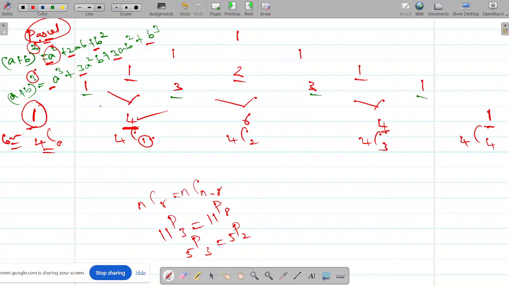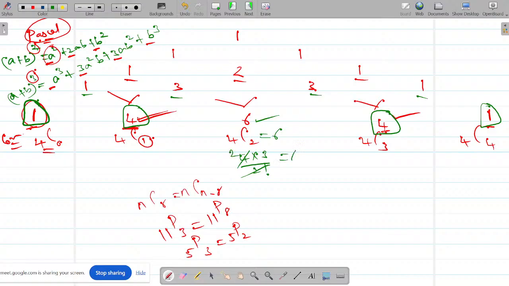Remember? So this is 4, and obviously the last but the second one will be 4. The ends will be equal. So we have here 1, here also 1, right? Here 4, here also 4, right? And the center one you have to calculate. So 4C2 will be 6, you can check. What is 4C2? 4 into 3 divided by 2 factorial. So you get 6.